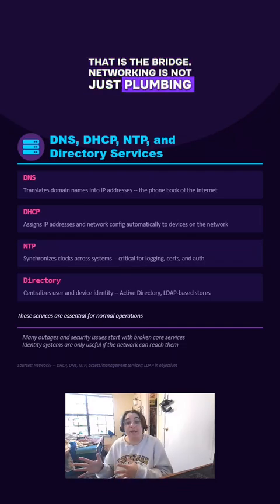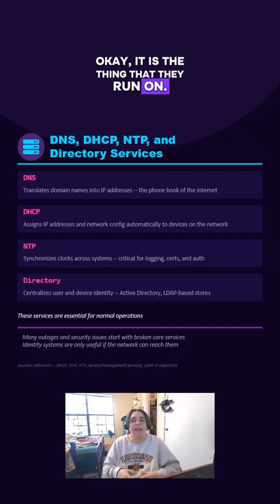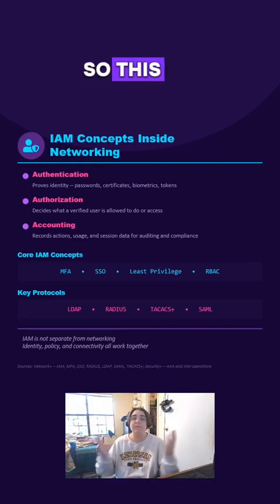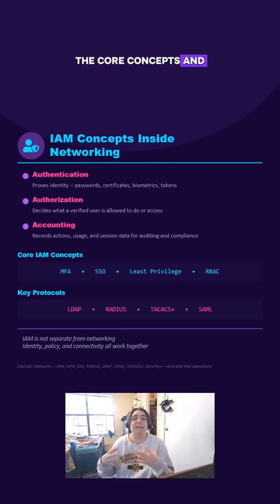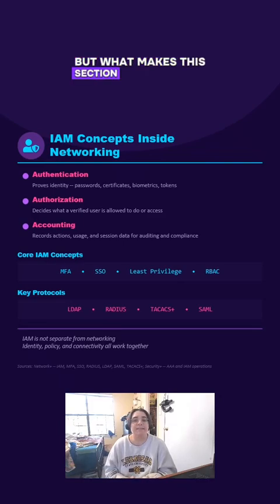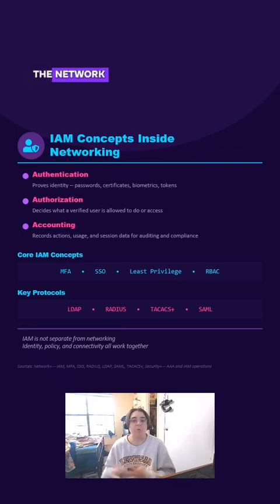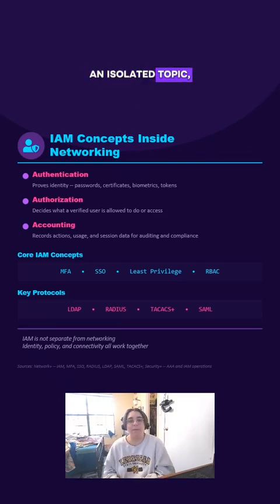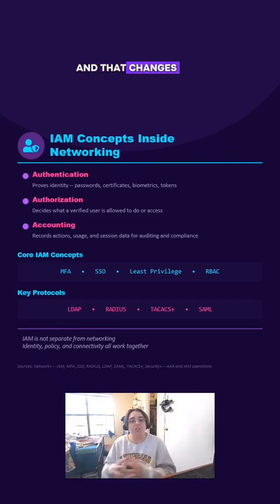Networking is not just plumbing that exists underneath security and identity, okay? It is the thing that they run on. And that brings us to IAM itself. So this is IAM: authentication, authorization, and accounting. The core concepts and the key protocols are on the slide, but what makes this section different from how most people learn it is the context that you already have. You have seen what sits underneath identity: the network services, the protocols, the infrastructure. So instead of learning IAM as an isolated topic, you need to see it as a layer that depends on everything you just covered. And that changes how you troubleshoot.